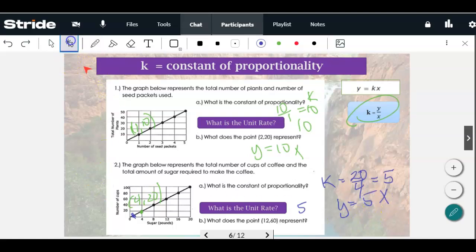And if we look at this question here, what does 12, 60 represent? It means that we would use 12 pounds of sugar for 60 cups of coffee. That is a really sweet cup of coffee.